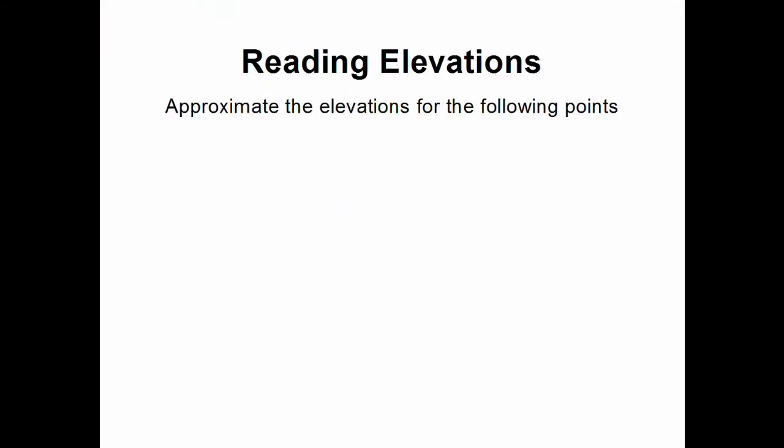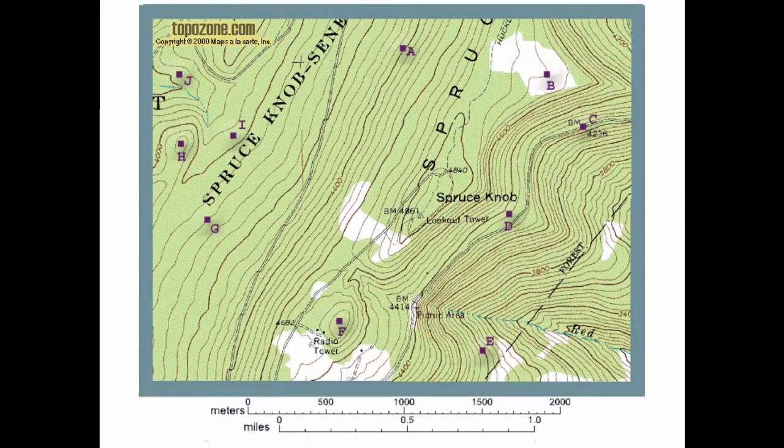Now that you know a little bit more about contour lines and what they mean and how they depict elevation, can you figure the elevation of the following points from a topographic map? Here's a topographic map with a few places marked. Let's start with point D, right there. What do you think would be the elevation for point D?